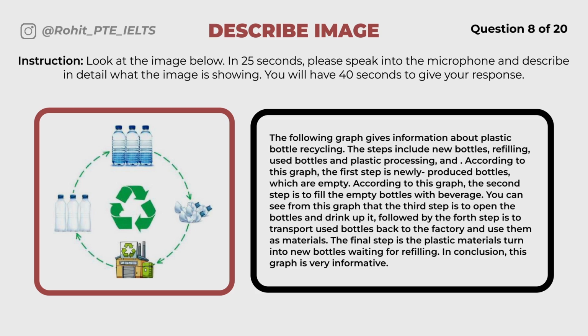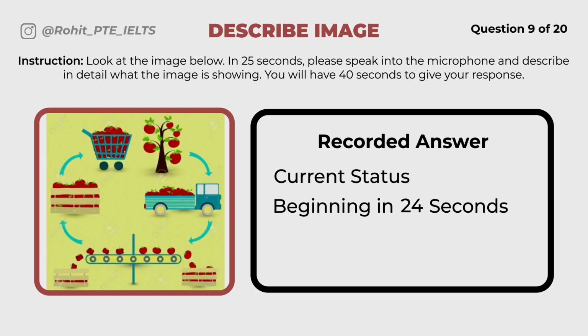You can see from this graph that the third step is to open the bottles and drink up the beverage, followed by the fourth step, which is to transport used bottles back to the factory and use them as materials. The final step is the plastic materials turn into new bottles waiting for refilling. In conclusion, this graph is very informative.